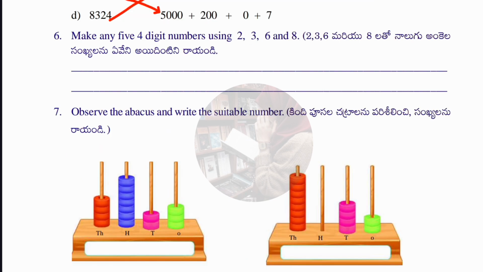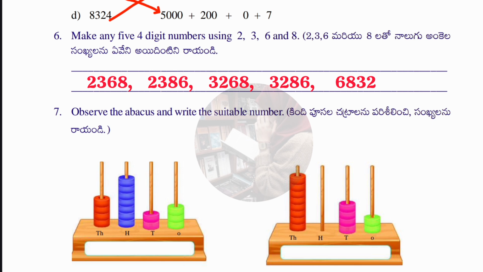Understood, guys? Let's move on to the sixth question, which is make any 4-digit numbers using 2, 3, 6 and 8. Okay, by using the digits 2, 3, 6 and 8, we have to make any 4-digit numbers. Let's see. First one is 2368. Okay, next one is 2386. Next 3268. Next 3286. And last number is 6832. Understood, guys? Now we'll see the seventh question, which is observe the abacus and write the suitable number.